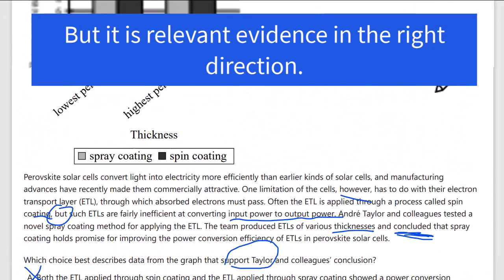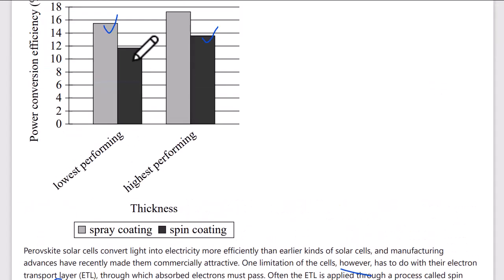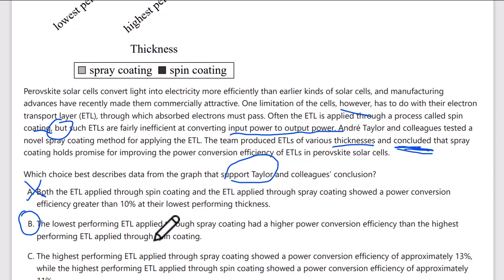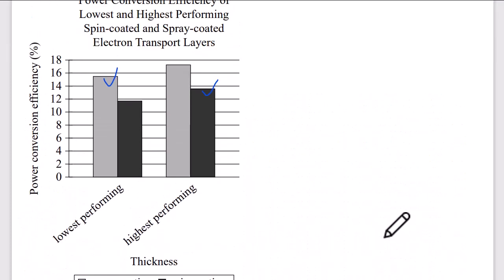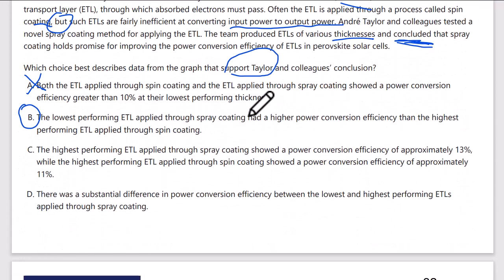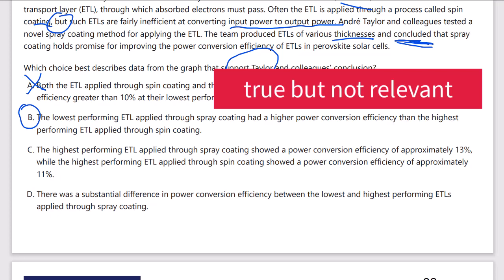And let's just confirm that that is true. Yep. The highest performing is, I'm not even sure that's true, actually. The highest performing ETL through spray coating showed a power conversion of approximately 13%. That's not correct. The spray coating is the light bar. That's an efficiency of like 17%. So it looks like this is wrong according to the table.